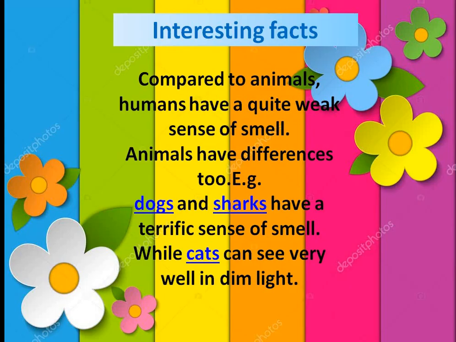Now there is an interesting fact for you. As compared to animals, humans have a weak sense of smell, right? And animals have other differences too. You see, dogs and sharks have a terrific sense of smell. Even bears have that. While cats, which means lion and tiger also, can see in very dim light. We'll know about other animals in the next video lesson.